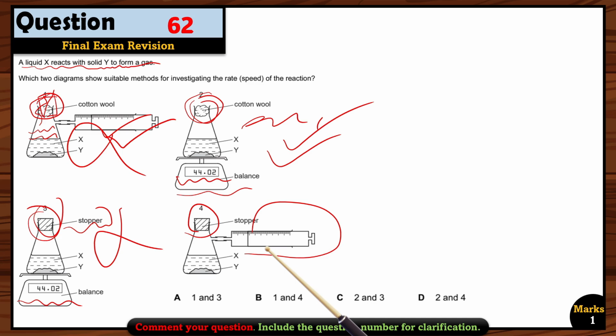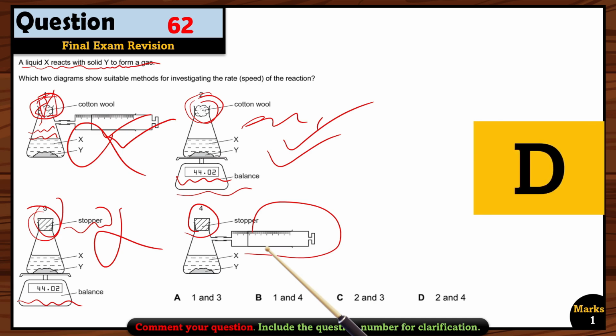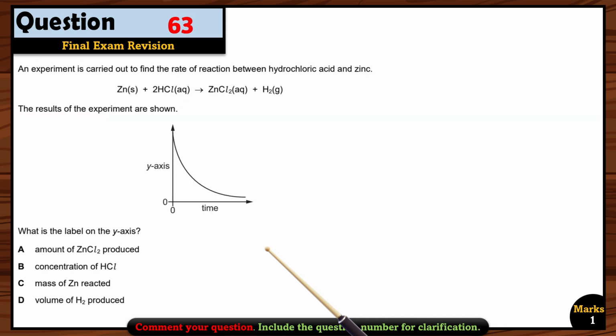So option 2 or option 4, they both are right to measure the rate of reaction. So that's why option D is the right option here. Let's see another question that is related to the graph. An experiment is carried out for the rate of reaction between HCl and zinc. The results of the experiments are shown. What is the label on the y-axis?